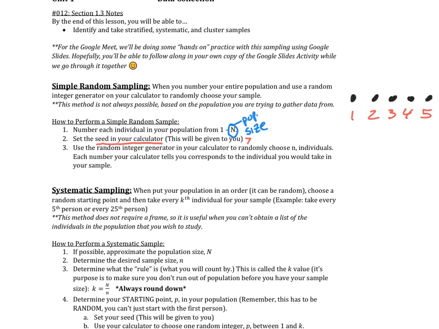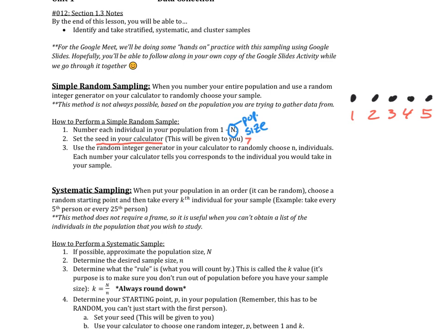A reminder of how to do the seed. You type in whatever the number is that our seed is, so 7 in this case. Then you hit the arrow down here, the store arrow, so it pops up. Then you go to Math, over to PRB. You select that first option, rand, hit Enter, Enter. The seed should pop up as your answer, and that's how you know your seed is set.